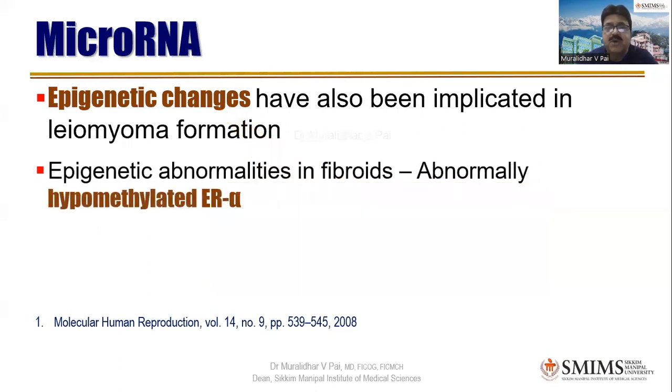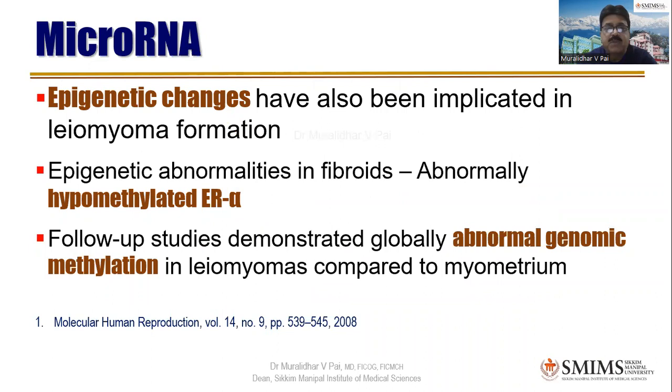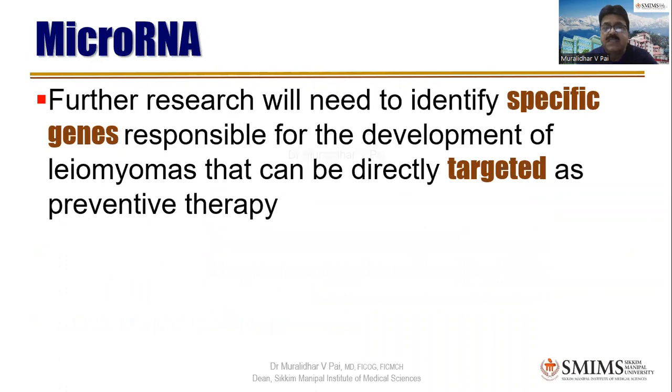Epigenetic abnormalities in fibroids: abnormally hypomethylated ER alpha. Follow-up studies demonstrated globally abnormal genomic methylation in leiomyomas compared to myometrium. Further research will need to identify specific genes responsible for development of leiomyomas that can be directly targeted as preventive therapy. See why they are doing so much of microRNA and all these things. The scientists are so wonderful. They want to go to the root of it. We gynecologists and surgeons want to remove fibroids and make money. But they are trying to think of treatment which can prevent fibroids, which can tackle fibroids. That is the beauty. Hats off to them.